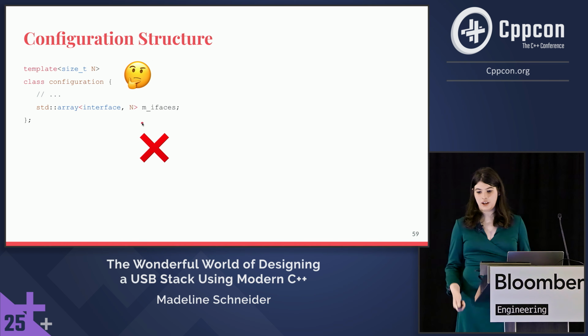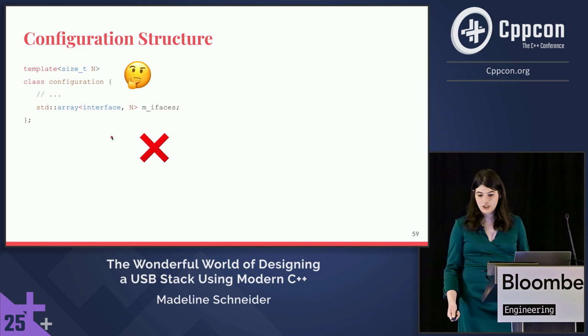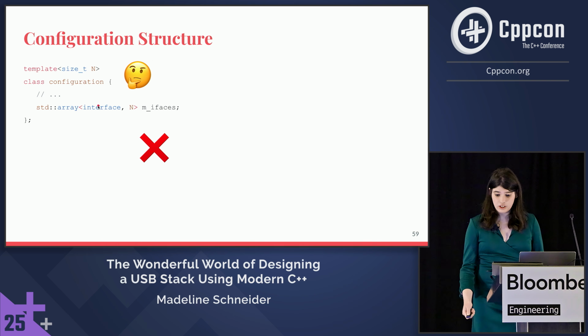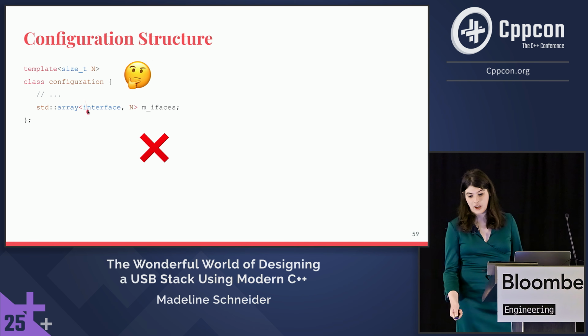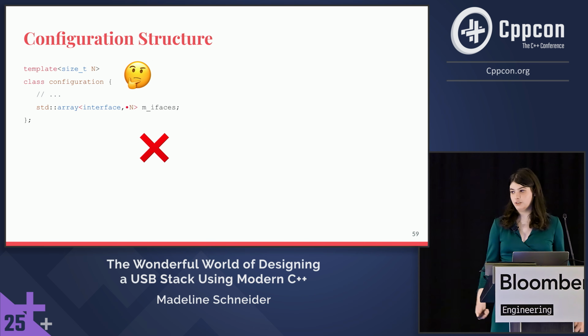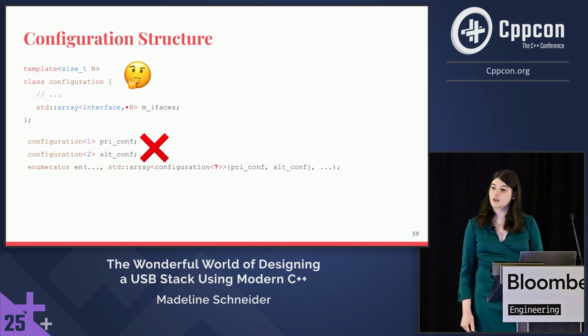So how would you do that? This is me trying to figure this out. One way, and the way I originally tried doing it, was just have an array, have your template parameter N of size_t and make an array of interfaces. Okay, that seems reasonable. We have a problem though.